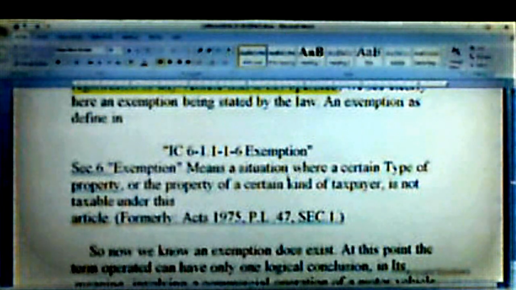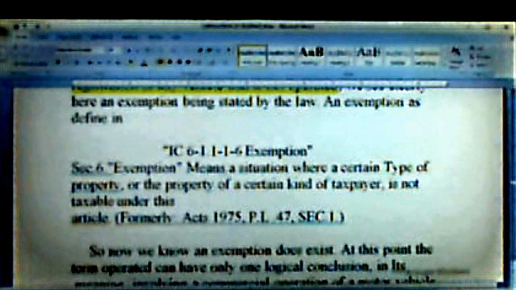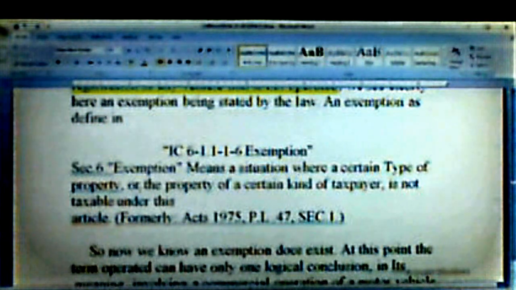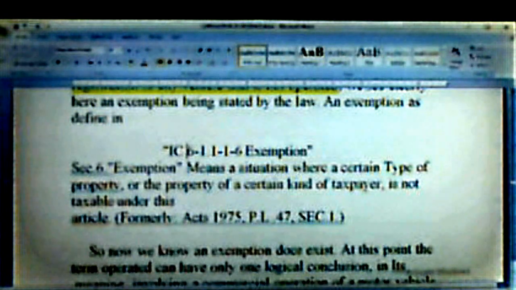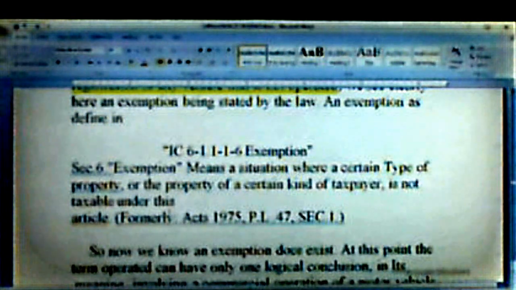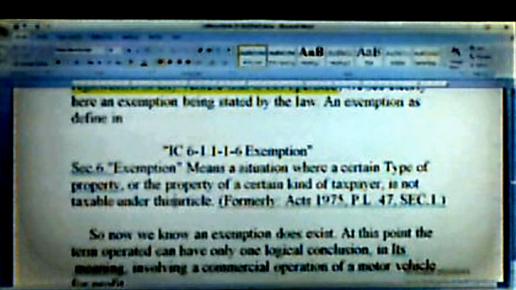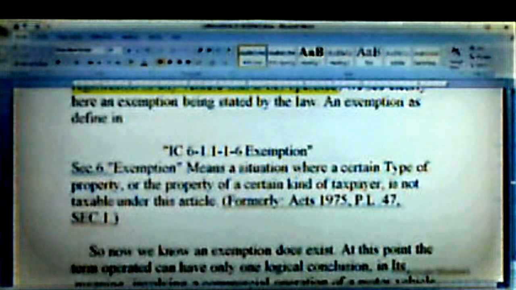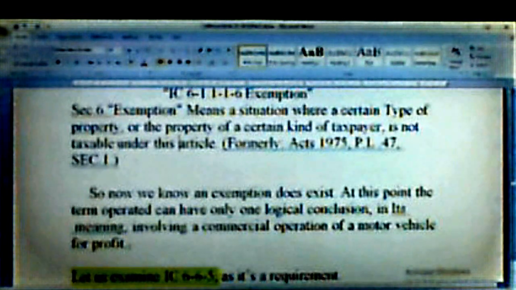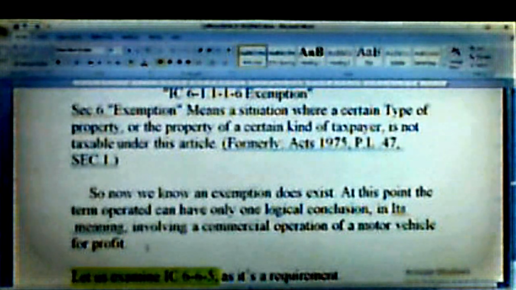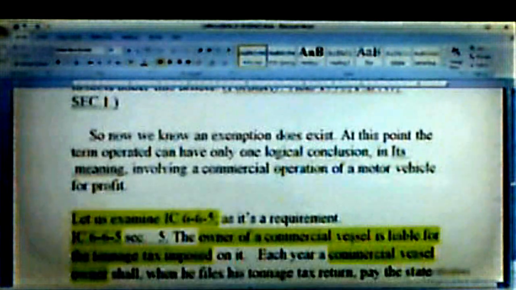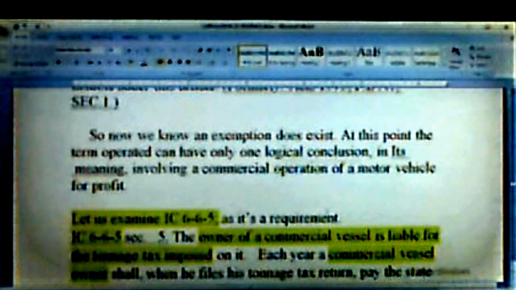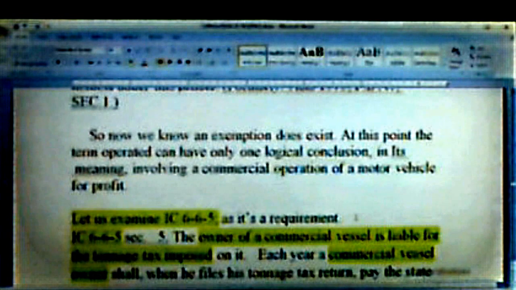So the situation, which means it's exempt, may not even apply to how that car looks, how it's propelled, how it runs, any of that. Right? But an exemption means a situation where a certain type of property or the property of a certain kind of taxpayer is not taxable under this article. Now, how about that? They're telling you that there might be an exemption, that you don't have to pay that excise tax. Alright? So now we know an exemption does exist. And at this point, the term operated can only have one logical conclusion in its meaning involving the commercial operation of a motor vehicle for profit or for hire.